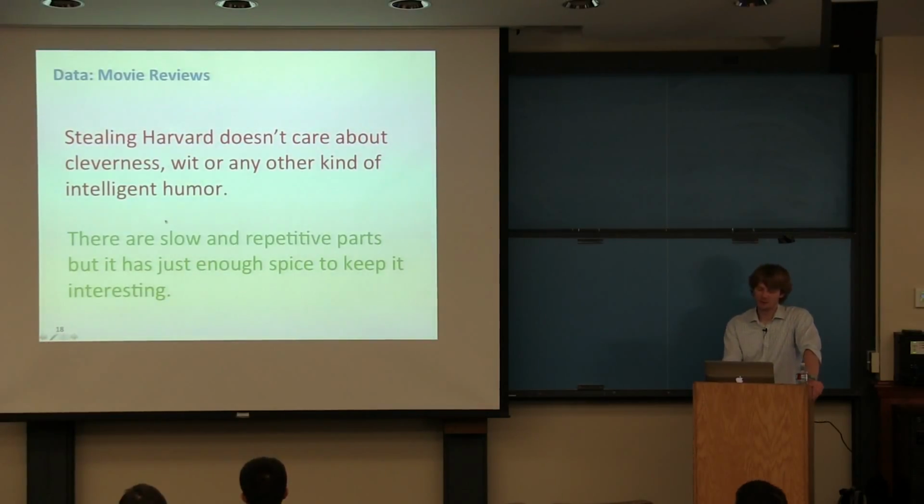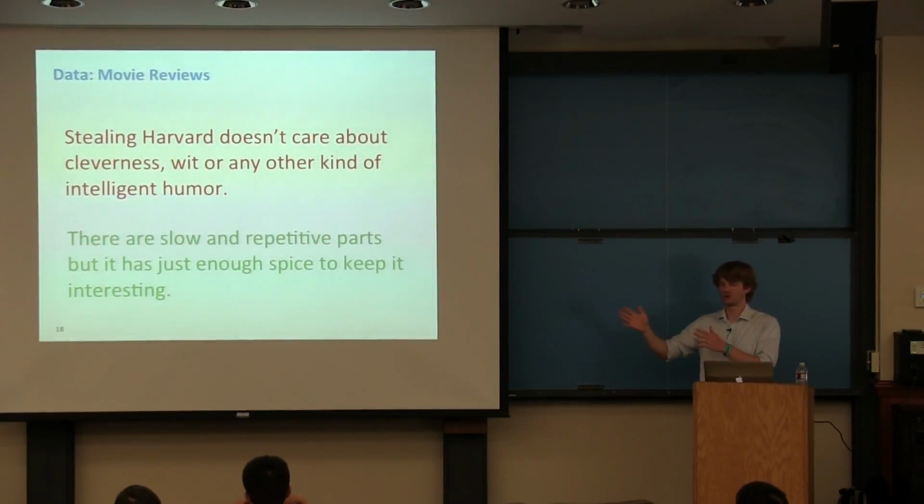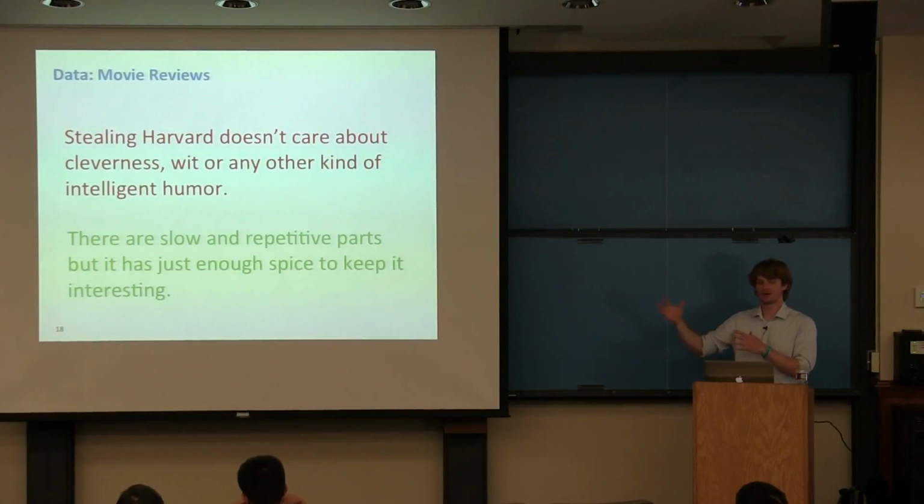So here we have two sentences that were incorrectly classified by all these simple bag of words classifiers. You have the movie Stealing Harvard, this silly comedy movie. So Stealing Harvard doesn't care about cleverness, wit, or any other kind of intelligent humor. Right? And what these bag of words models do is they just have a weight for each of the words, and then they sum up the weights. And for, you would assume negative words have a negative weight and positive words have a positive weight. You sum them all up, and you say, all right, this is the overall sentiment.